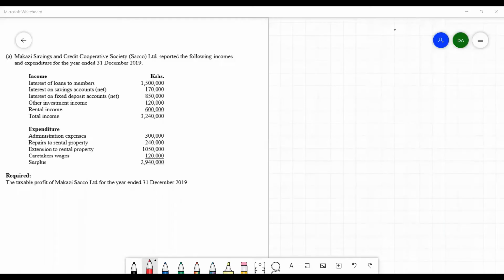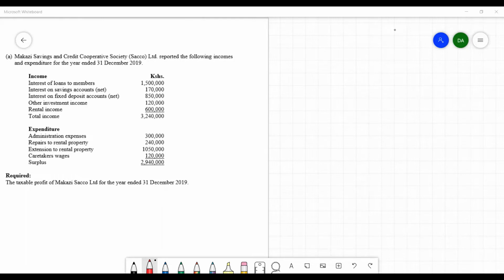This example illustrates taxation of savings and credit cooperative societies. It reads as follows. Makazi Savings and Credit Cooperative Society Limited reported the following income and expenditure for the year ended 31st December 2019.